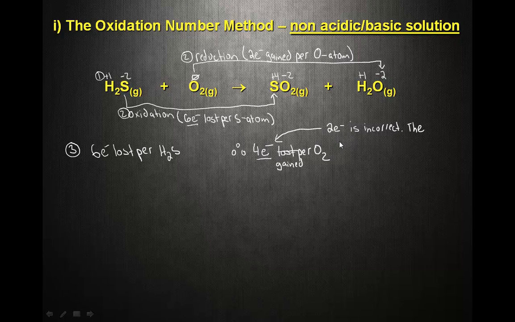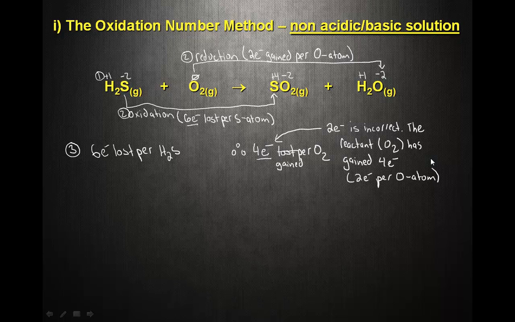The reactant O2 has gained 4 electrons. 2 electrons per O atom for a total of 4. And here's where we have a problem, that one of our reactants has lost 6 electrons and one of our other reactants has only gained 4 electrons.